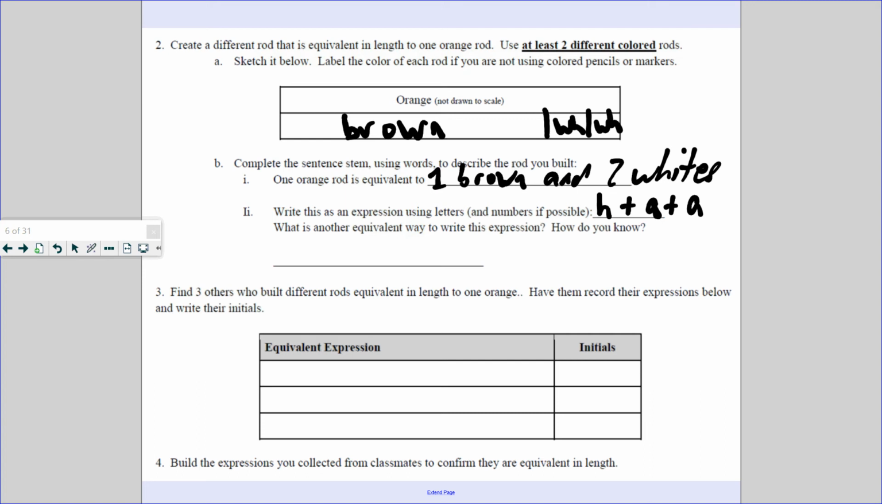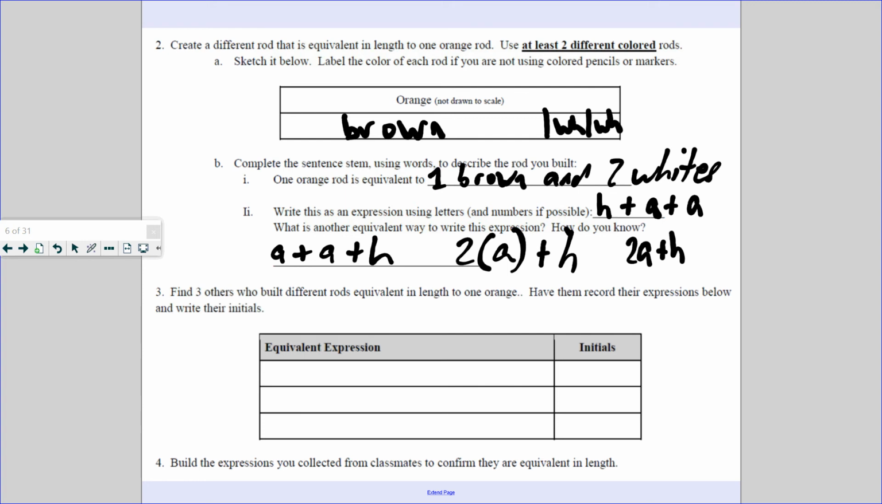What is another way to write this expression? I could say, what about A plus H? I could rearrange it, A plus A. Or what about 2 groups of A plus H? What about 2 A's plus H? So those are different ways I could have written it.